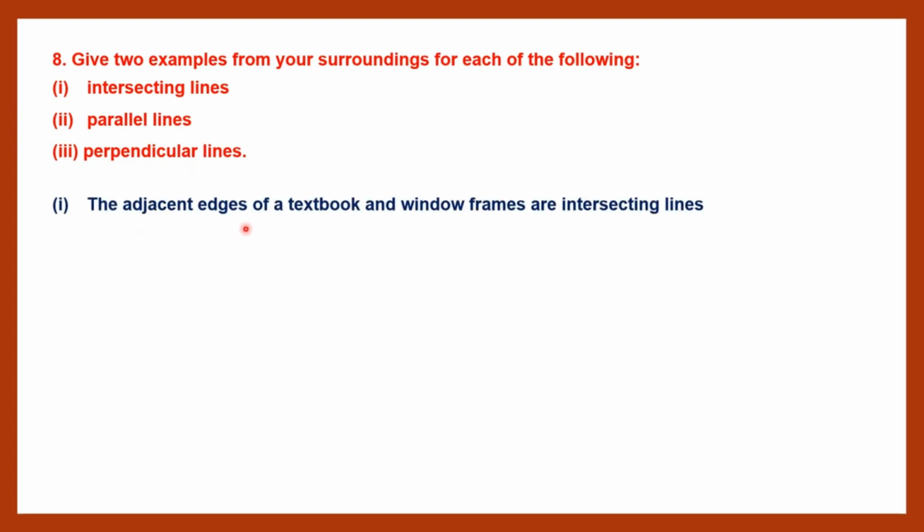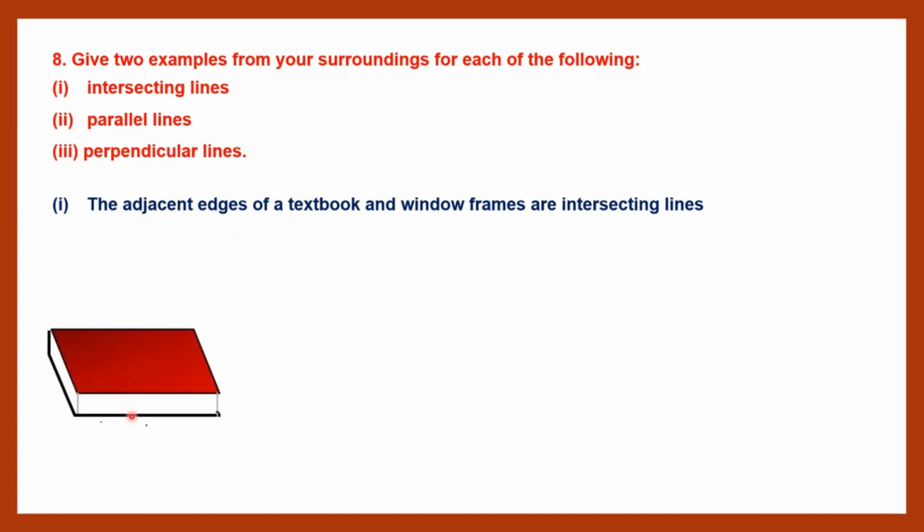Now the adjacent edges of a textbook, okay, are intersecting lines. Now if this is your textbook, what are the adjacent edges? Now this is one edge and this is the next edge. The edges that are side by side to each other are called adjacent edges, and as you can see they are intersecting. So you can see this in your textbook itself.